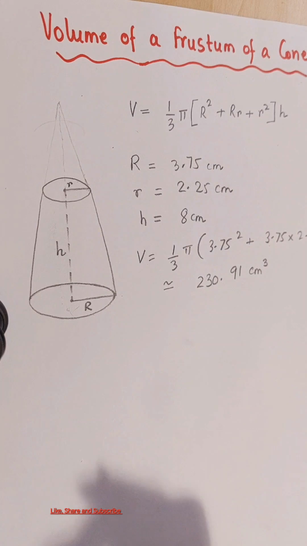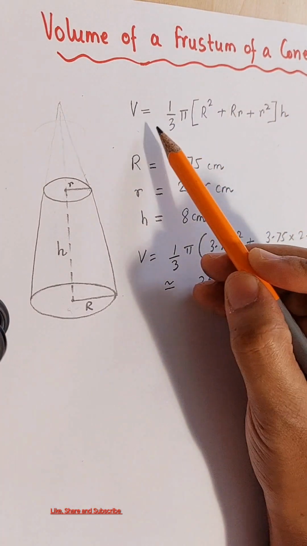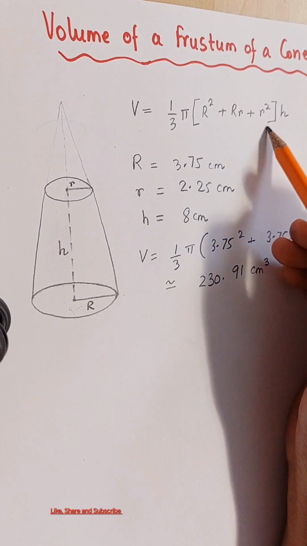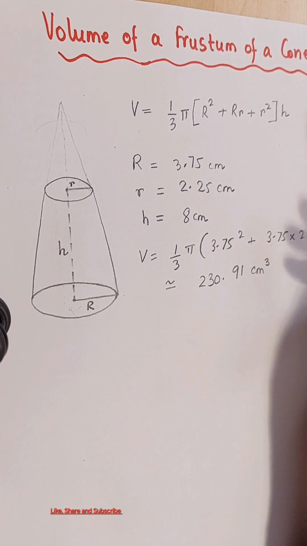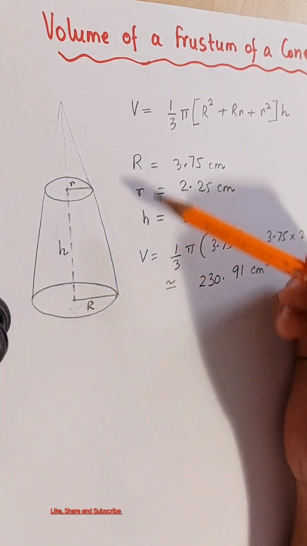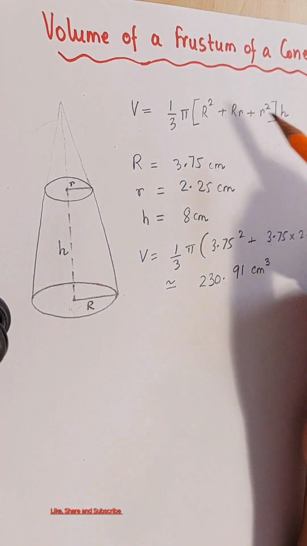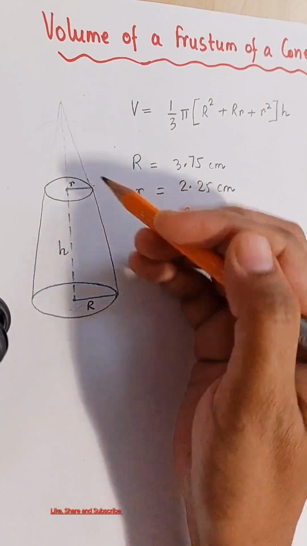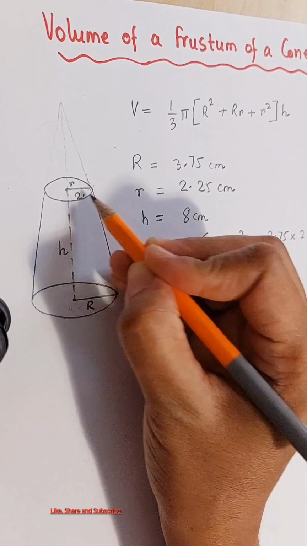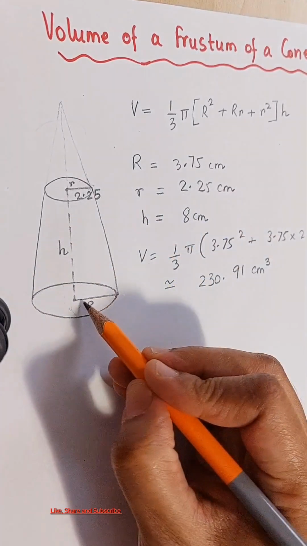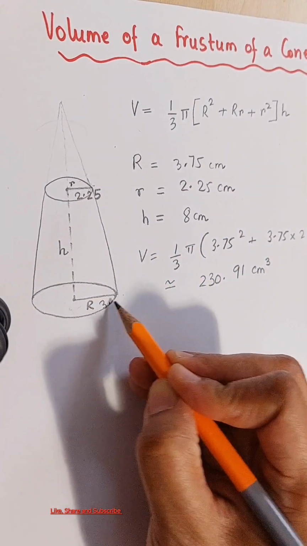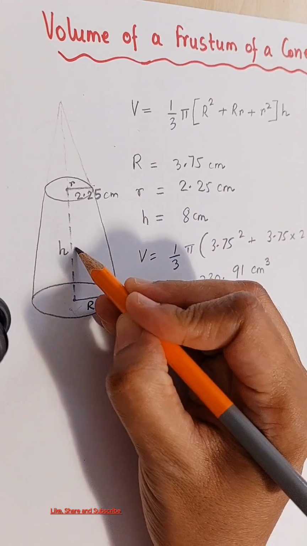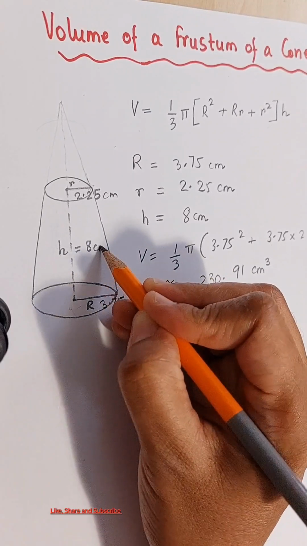So there is another way of doing this without using the volume formula. For example, maybe you forgot the formula in the examination hall. In that case, you can deduce the formula using another strategy here. So suppose this one, let's mark this as 2.25 and that one as 3.75 centimeters, and the height is 8 centimeters there.